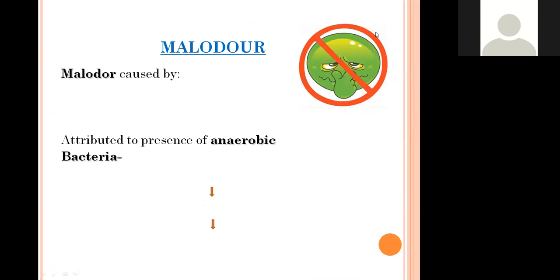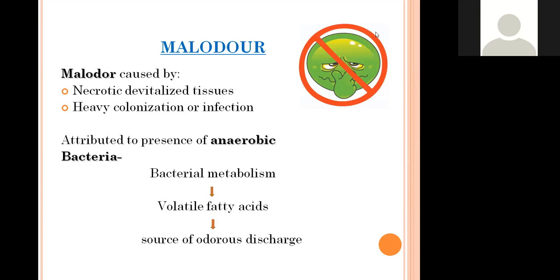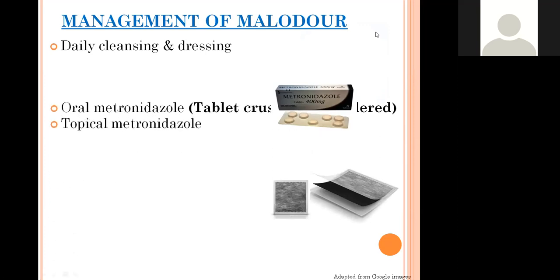And malodor is caused by necrotic dead tissues or heavy colonization of bacteria or infection, which is attributed to the presence of anaerobic bacteria. When we say anaerobic bacteria, it is the bacteria which can grow without the presence of oxygen. So when there is bacterial metabolism, it causes release of volatile fatty acids, which is a source of odorous discharge. And the malodor from a fungating wound can make a patient feel like he or she is rotting away. This malodor can permeate into the surrounding environment, making tasks such as meal times and receiving visitors unachievable for some patients. So daily cleansing and dressing is needed.